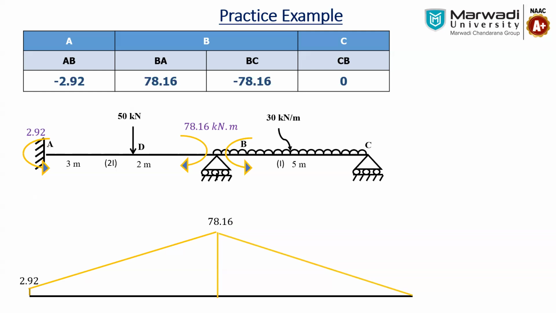Similarly, we have to put in the span moment. As it is a point load, the span moment will be W a b by L, and that becomes 60. For the UDL, W L square by 8, so it will be 93.75. What we can see over here is that the span moment is plus while the support moment is minus. So that's the end of this example.